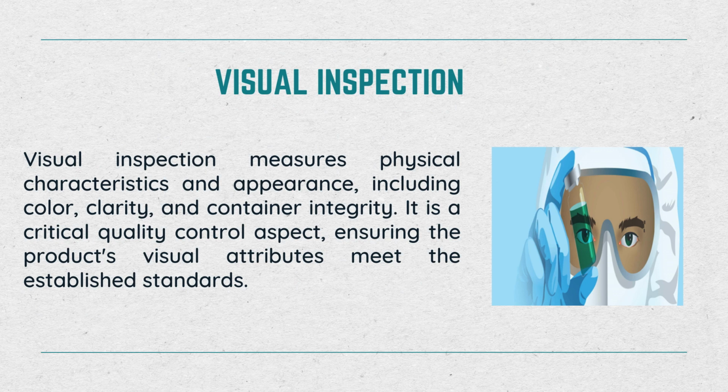Visual inspection measures physical characteristics and appearance, including color, clarity, and container integrity. It is a critical quality control aspect, ensuring the product's visual attributes meet the established standards.